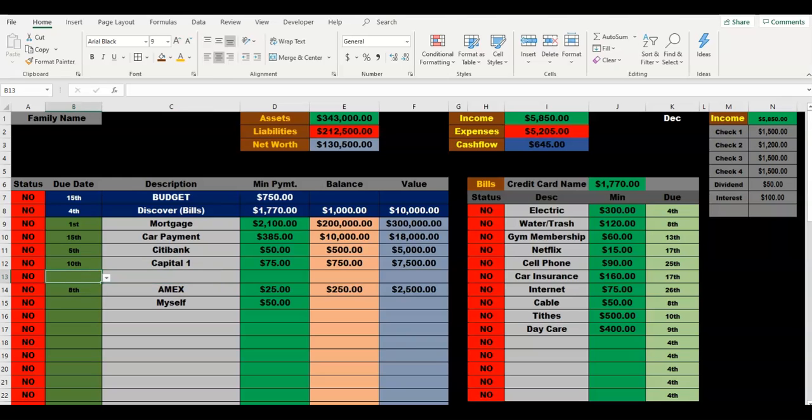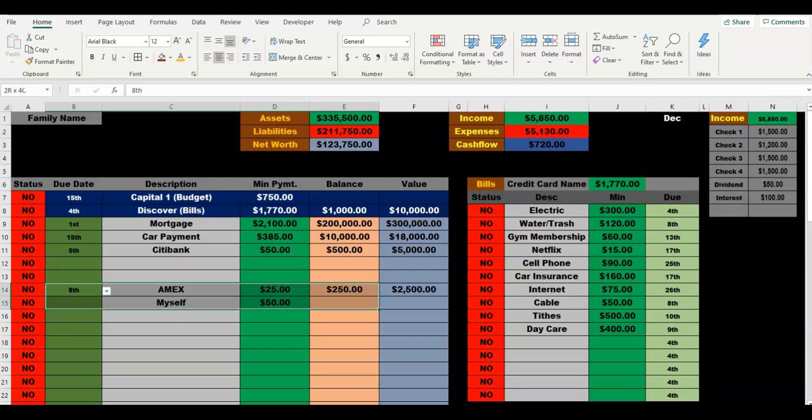Once we decide Discover is going to be that one, we now need to pick our next best. Let's say Capital One is giving us some reward points. We want to use Capital One as the budget card. Now we still have all four credit cards: Capital One, Discover, Citibank, and Express. Now move this up.